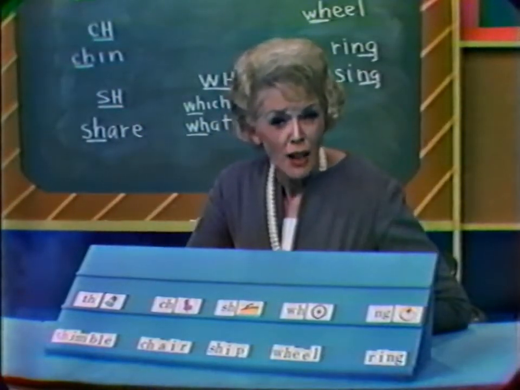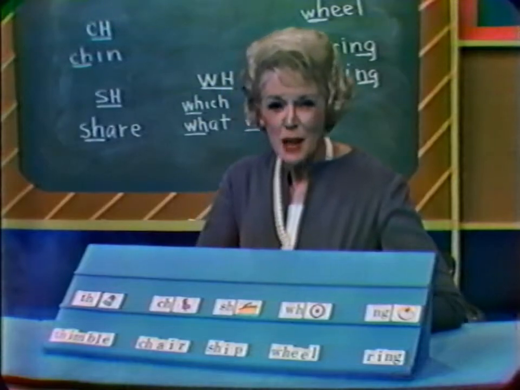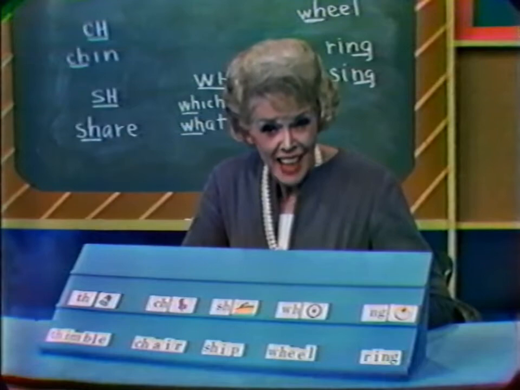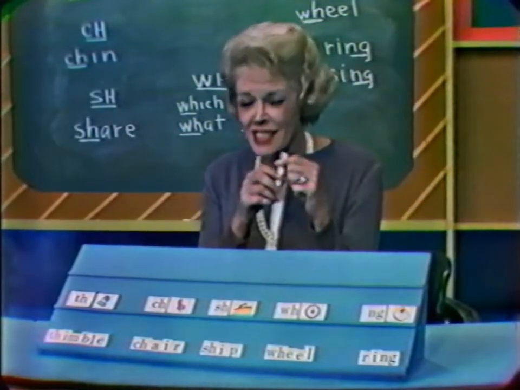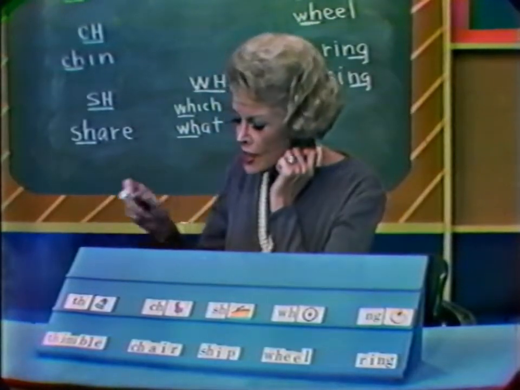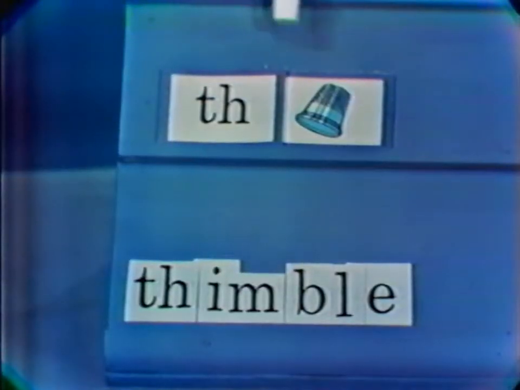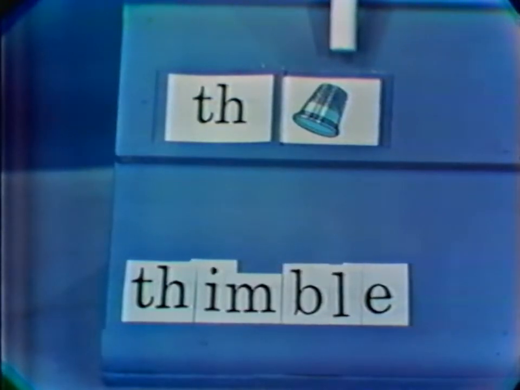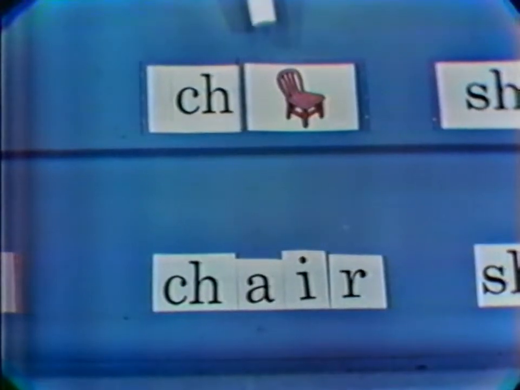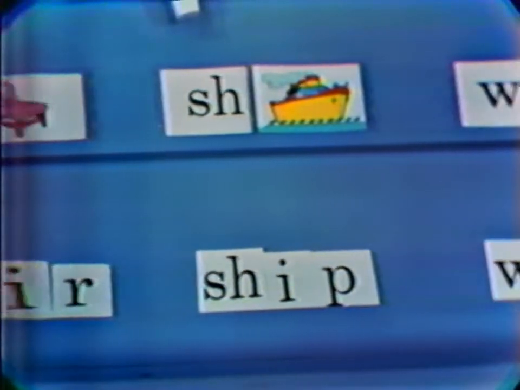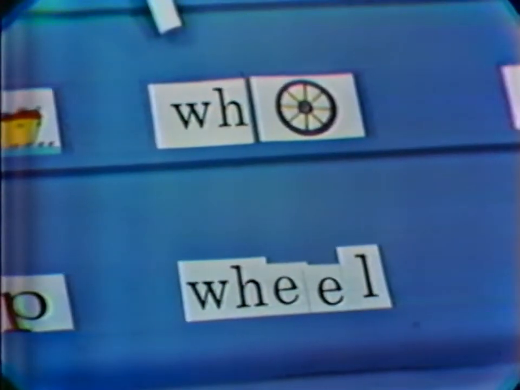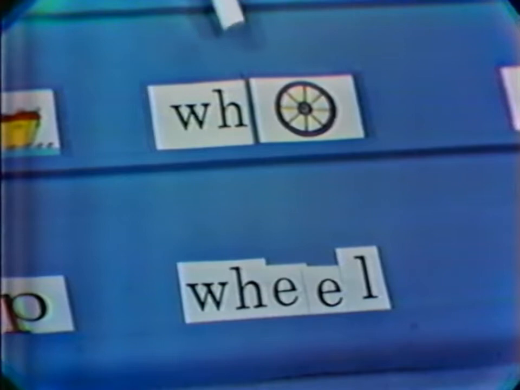This is the 4th part of Reading Lesson 5, and today we're going to meet some old friends who make special new sounds when they get together. Now let's see what happens when T, C, S, and W get together with H. TH says th, as in thimble, or the, as in them. CH says ch, as in chair. SH says sh, as in ship. And WH says wh, as in wheel.